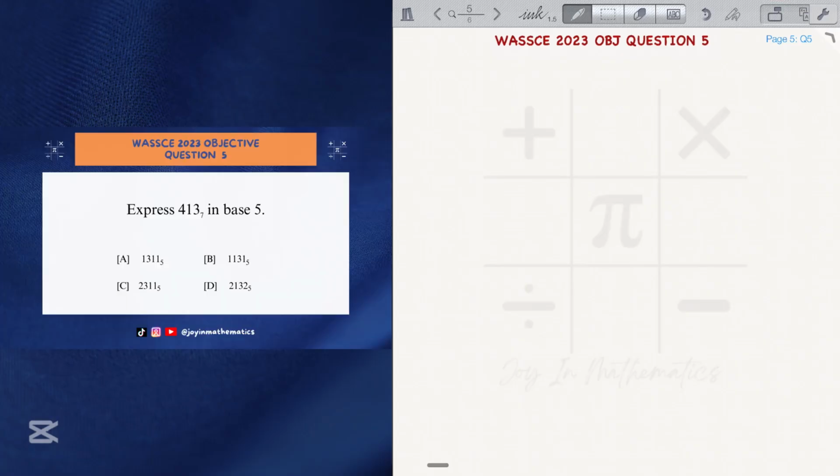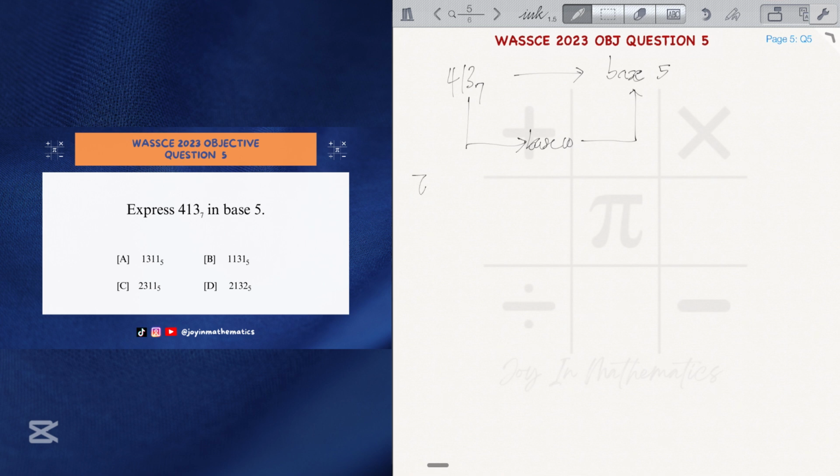WAEC 2023 objective question number 5. The question is simple. It asks us to express 413 base 7 in base 5. So we want to express 413 in base 7 and convert it to a number in base 5. Now, for us to move from base 7 to base 5, we have to go through an intermediary, which is base 10. So we have to convert 413 to base 10 first, and then afterwards we convert base 10 to base 5. So let's begin.